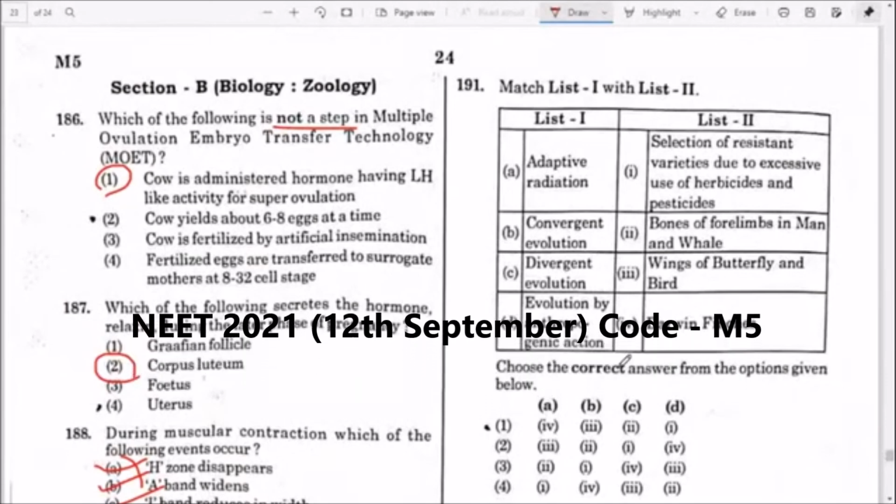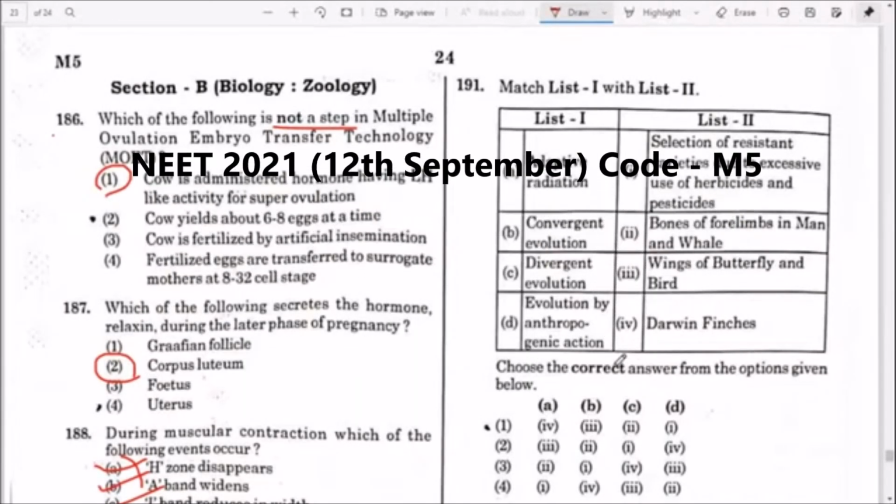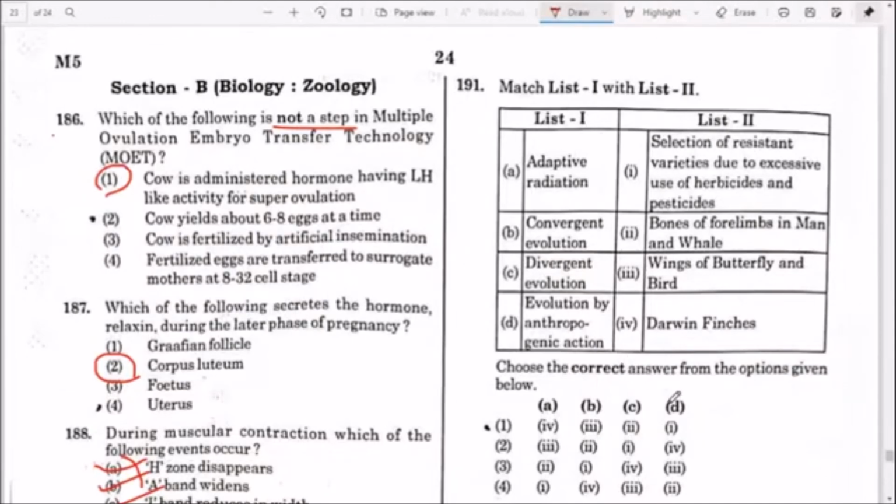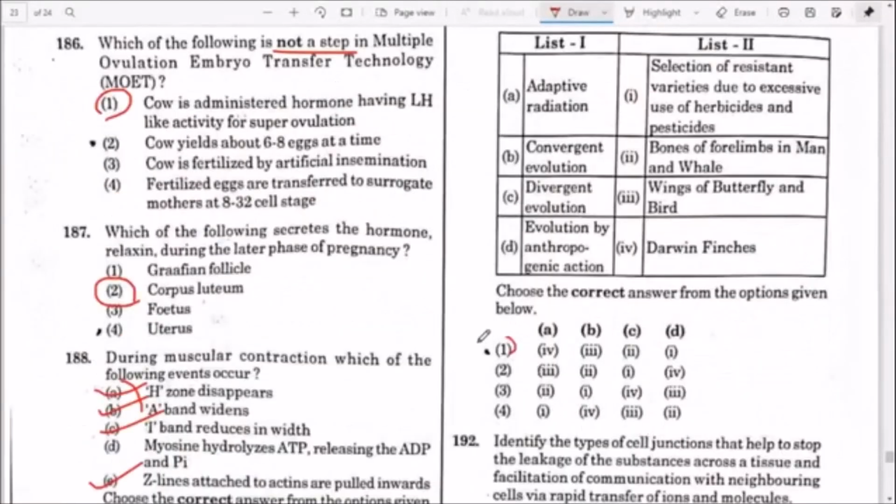Match list 1 with list 2. Adaptive radiation, convergent evolution, divergent evolution, evolution by anthropogenic action. Excessive use of herbicides and pesticides, bones of forelimbs in man and whale, wings of butterfly and bird, Darwin finches. Choose the correct answer from the options given below. Adaptive radiation is Darwin finches, convergent evolution is wings of butterfly and bird, divergent evolution is bones of forelimbs in man and whale, and evolution by anthropogenic action is selection of resistant varieties due to excessive use of herbicides and pesticides.